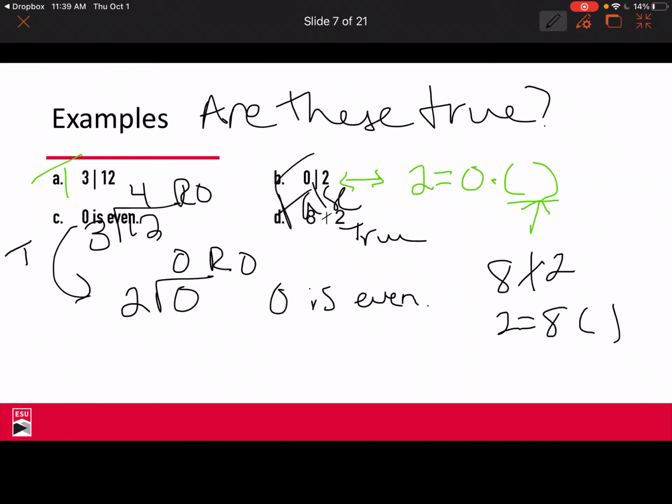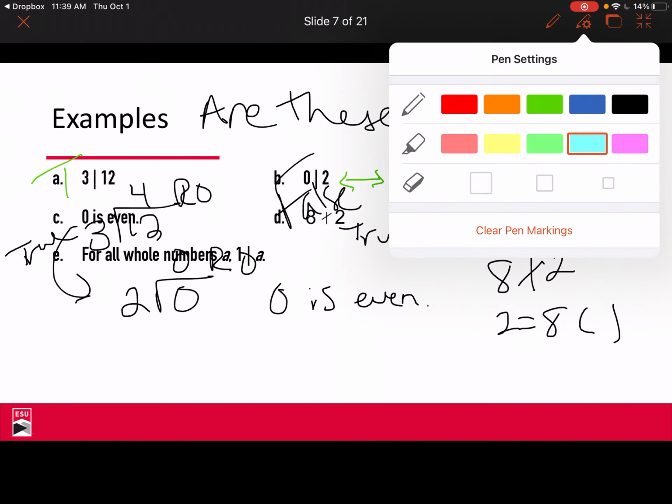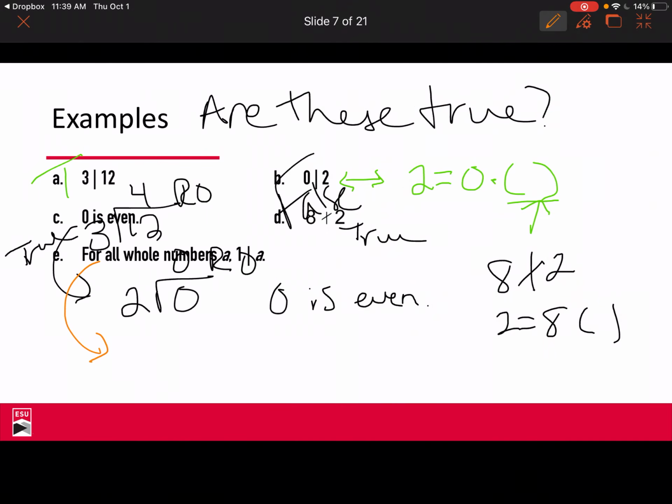So true and true. And now I'm regretting how I have the slide set up. Because for all whole numbers a, does 1 divide it? The answer for that one is yes. And why is that? Well, let's look.